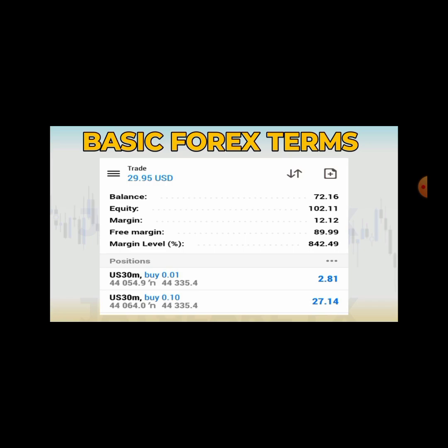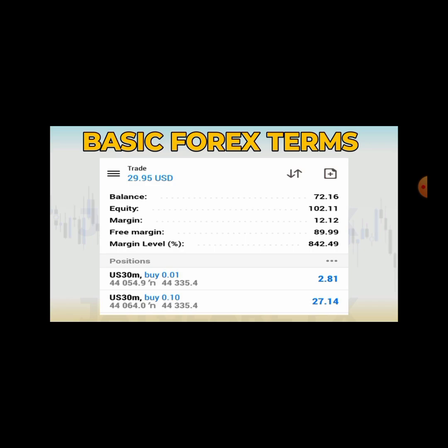That is the profit. Since it's showing blue, it's telling you that this particular account is in profit, $29.95. And if you add it to 72.16, it will give you 102. So that is a floating profit, since he has not closed the trade. You can see US30 buy 0.01. That is the lot size, and the profit for the first buy is 2.81. US30 is not actually a forex market. It's called stock indices. We'll talk more about that later. So he's buying US30 0.1 lot and 0.01, and you can see the floating profit.